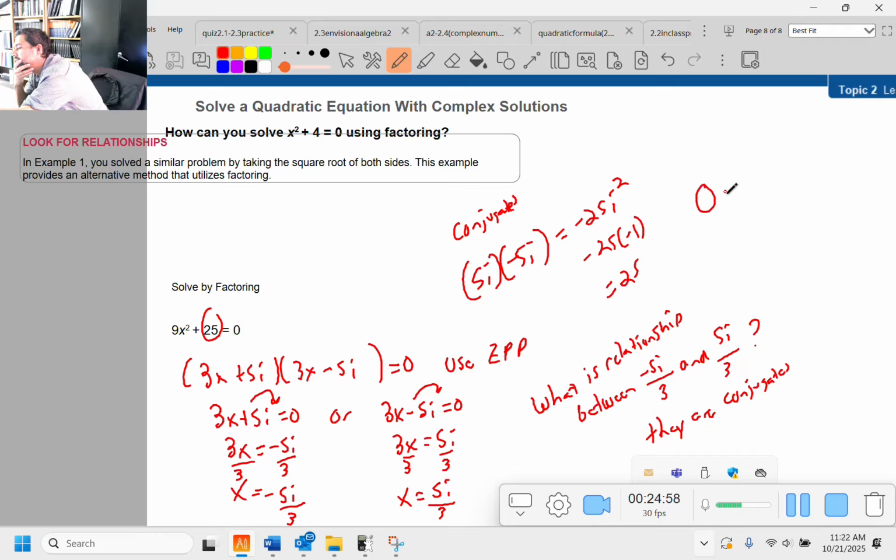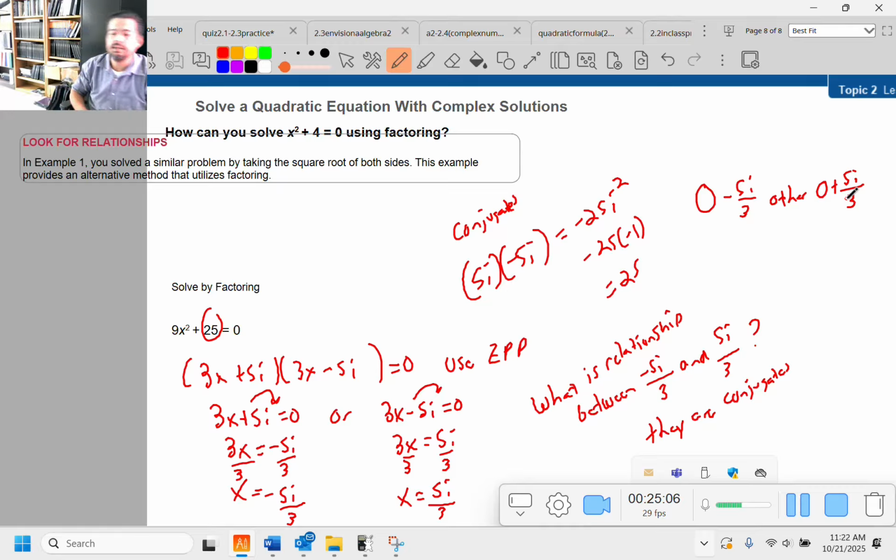And you might be like, but I don't see a real number. Well, one of them is 0 minus 5i over 3, and the other is 0 plus 5i over 3. You can throw a 0 in anything, change it, so it's understood to be there. It's not one of those understood concepts. It's always understood you can add 0.